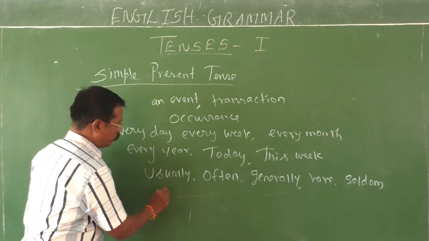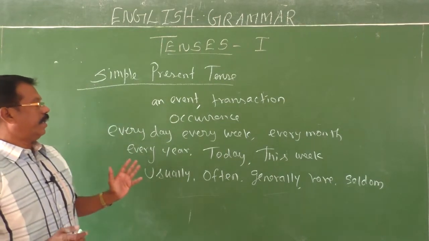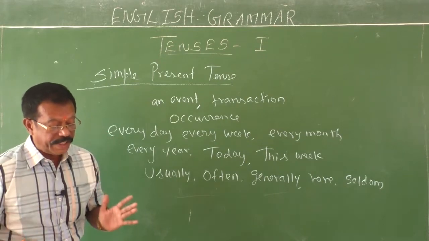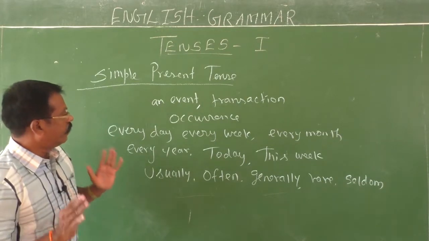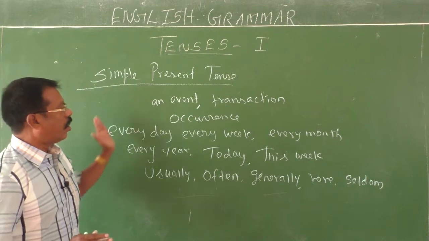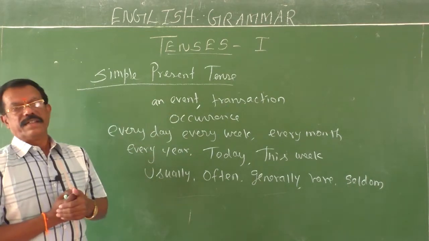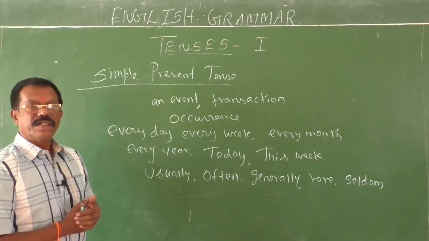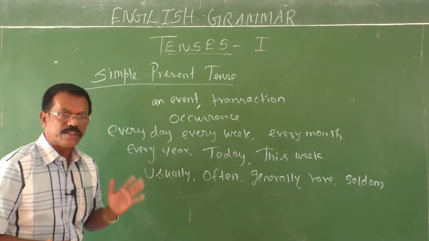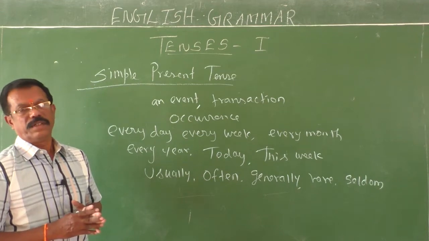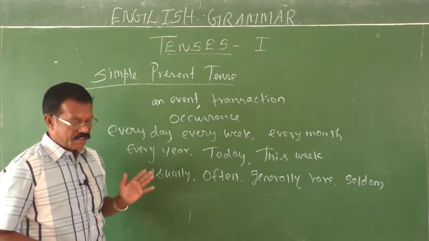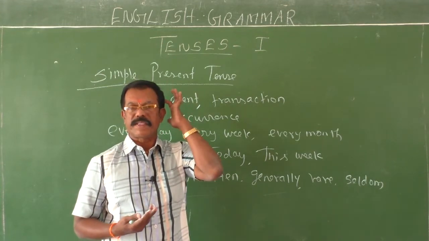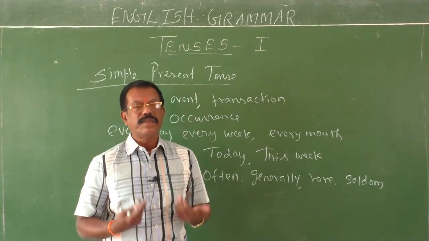And then as you see, usually, often, generally, seldom, every day, every time, every week, every month, every year, all these time markers are associated with the present tense. They are used to refer to present time. Okay, so with the help of these time markers, we can easily identify the present state.